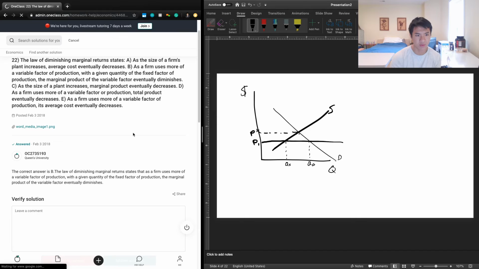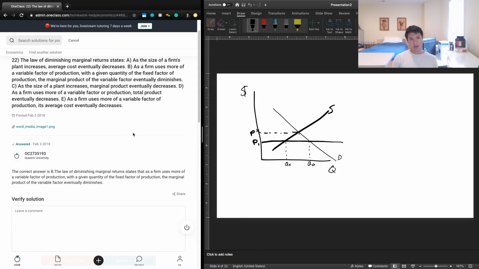So it says, number 22, the law of diminishing marginal return states that A, as the size of a firm's plant increases, average cost eventually decreases. B says, as a firm uses more of a variable factor of production with a given quantity of the fixed factor of production, the marginal product of the variable factor eventually diminishes. C says as the size of a plant increases, marginal product eventually decreases. D says as a firm uses more of a variable factor of production, total product eventually decreases. And E says as a firm uses more of a variable factor of production, its average cost eventually decreases.